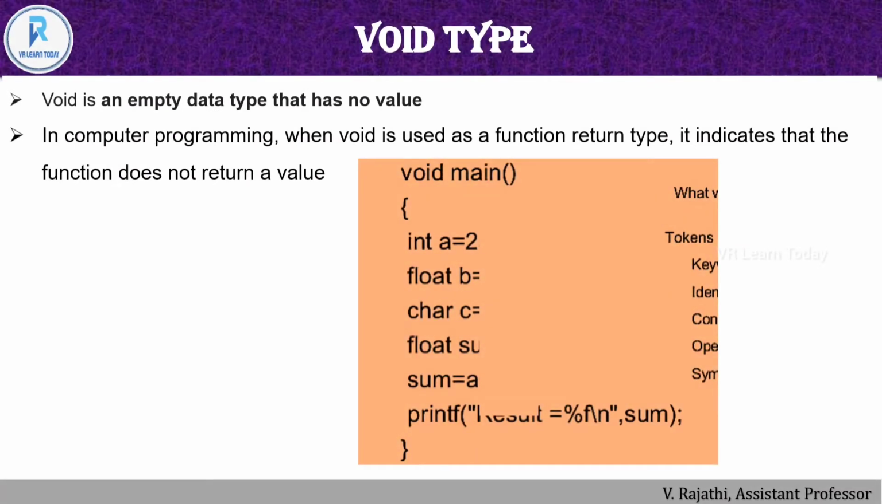And we have to discuss the void type. So void is an empty data type that has no value. In computer programming, when void is used as a function return type, it indicates that the function does not return any value. For example, see the program. So here void main and open curly braces, and here some programs, and here we will not mention a return type. So no need to mention the return type here.